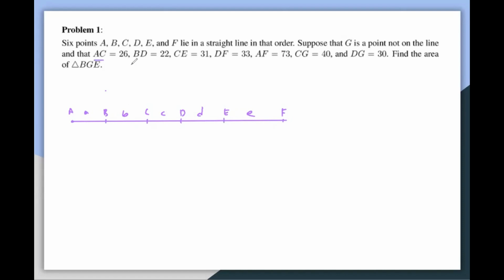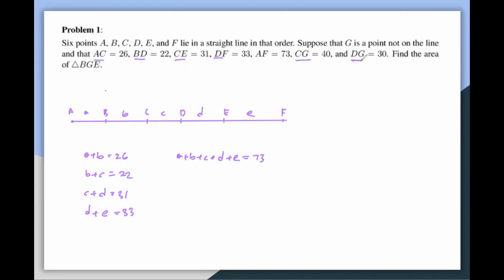So with that in mind, AC is 26, which is A plus B is 26. BD is 22, so B plus C is 22, and then CE, C to E, is C plus D is 31. And then DF is 33, so DF is D plus E. And then AF is 73, it's just the sum of all these. So A plus B plus C plus D plus E is 73.